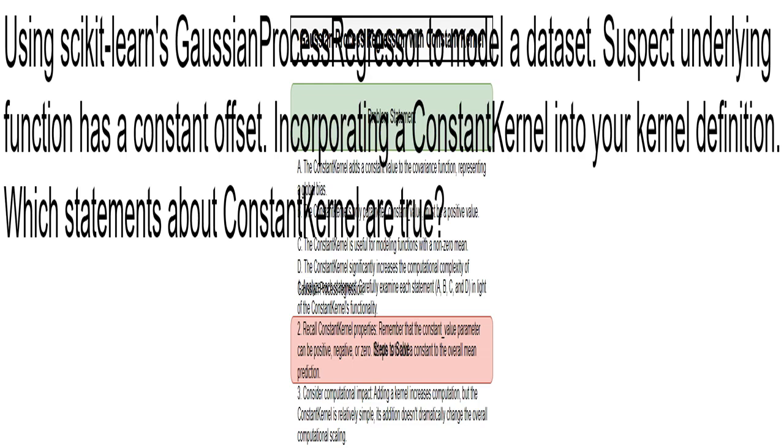This section describes the context. I am working with the Gaussian process regressor from a scikit-learn library, which is a common tool for this technique. I suspect there's a constant offset, or bias, in the data I am modeling.